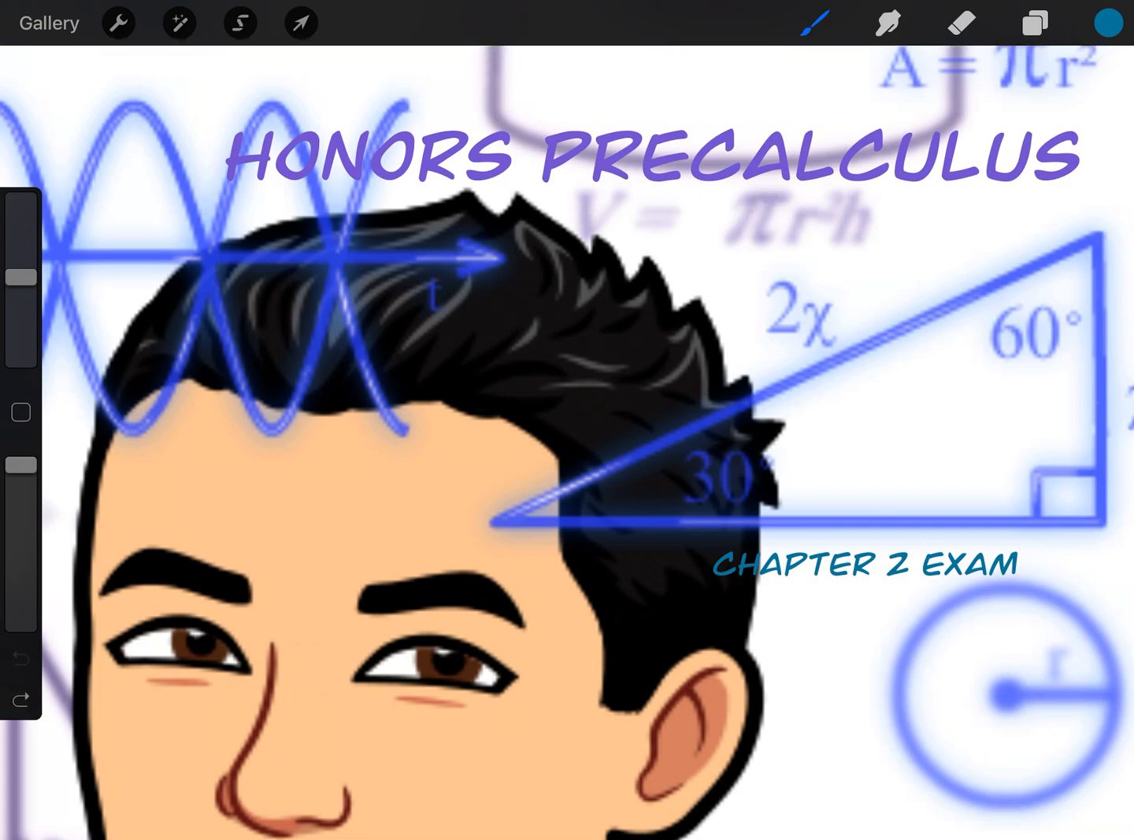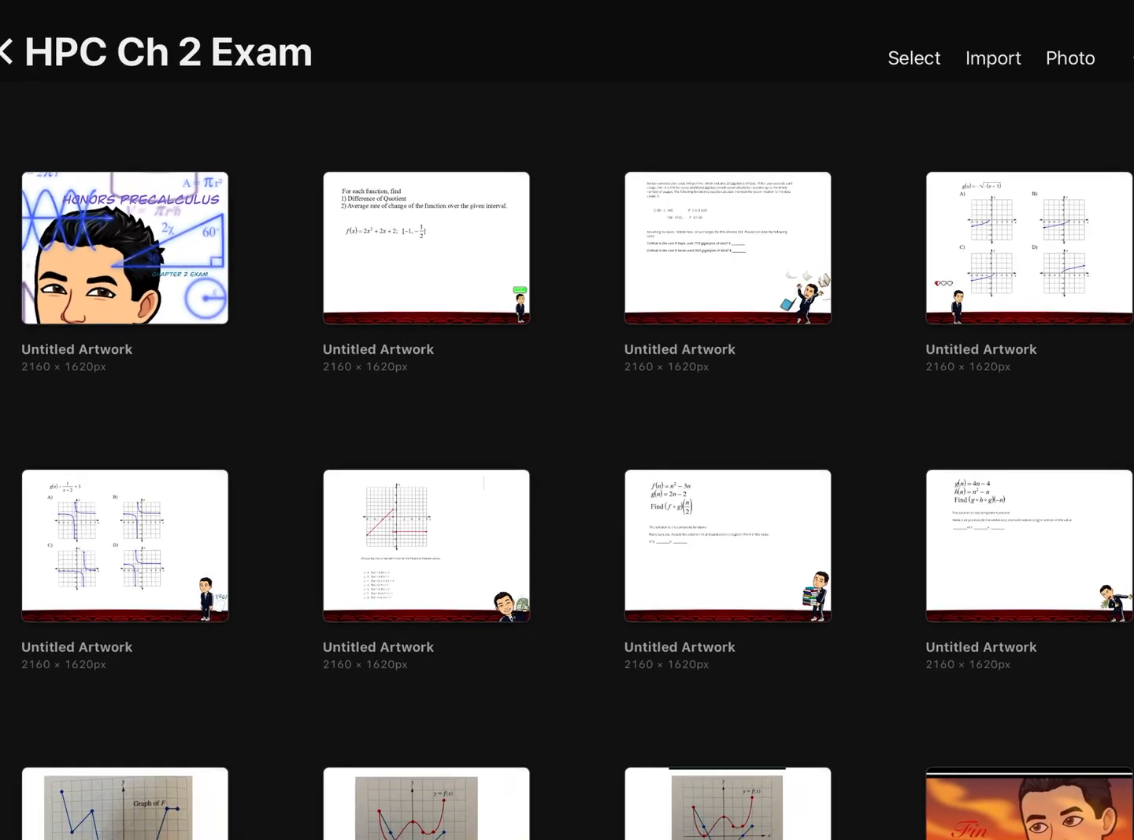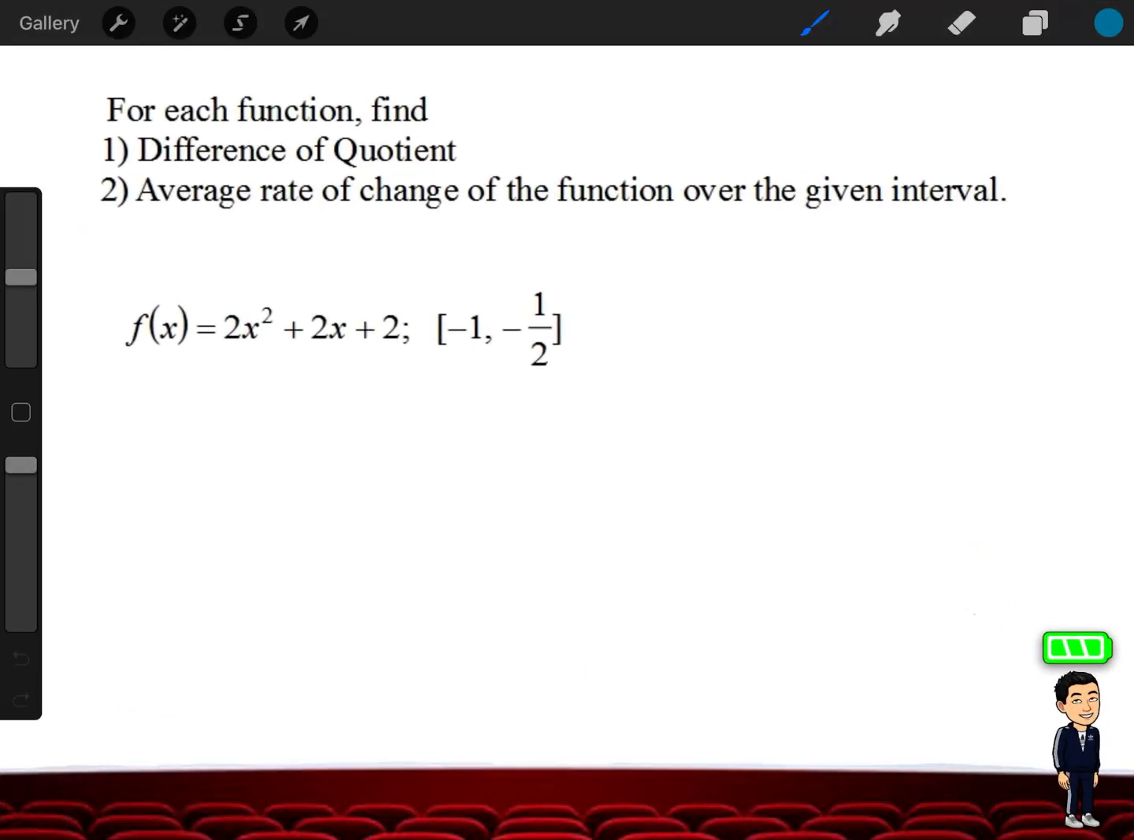All right, this is the honors pre-calculus chapter 2 exam. I'm just going to go over it. Okay, so let's talk about the difference quotient.